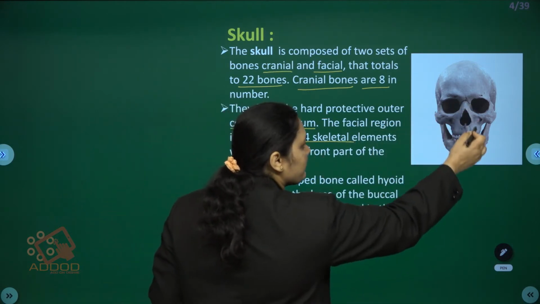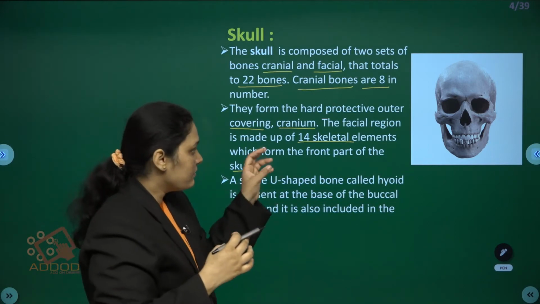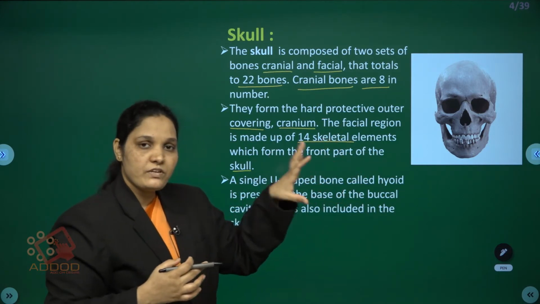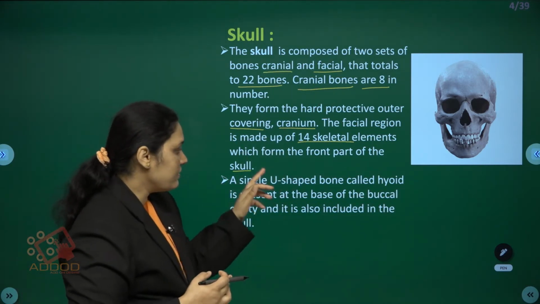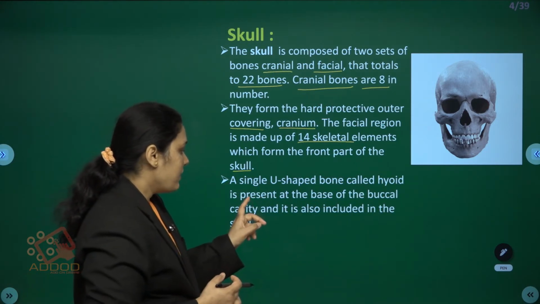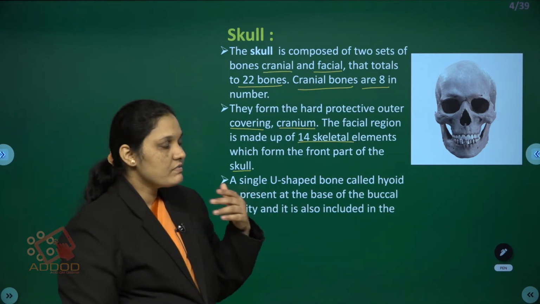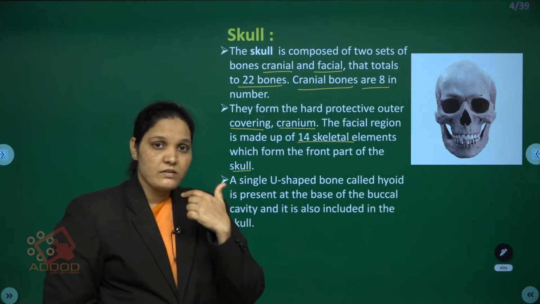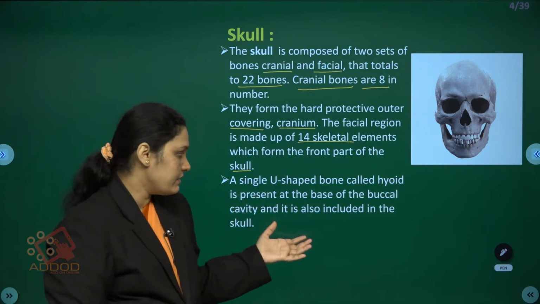They are not one bone; actually 14 bones are fixed to each other and form the facial bone. It is not a single bone, right. A single U-shaped bone called the hyoid bone is at the base of the buccal cavity, and it is also included in the skull. Buccal cavity means the empty space inside the mouth, that is called the buccal cavity, right. So, that is also included in this.